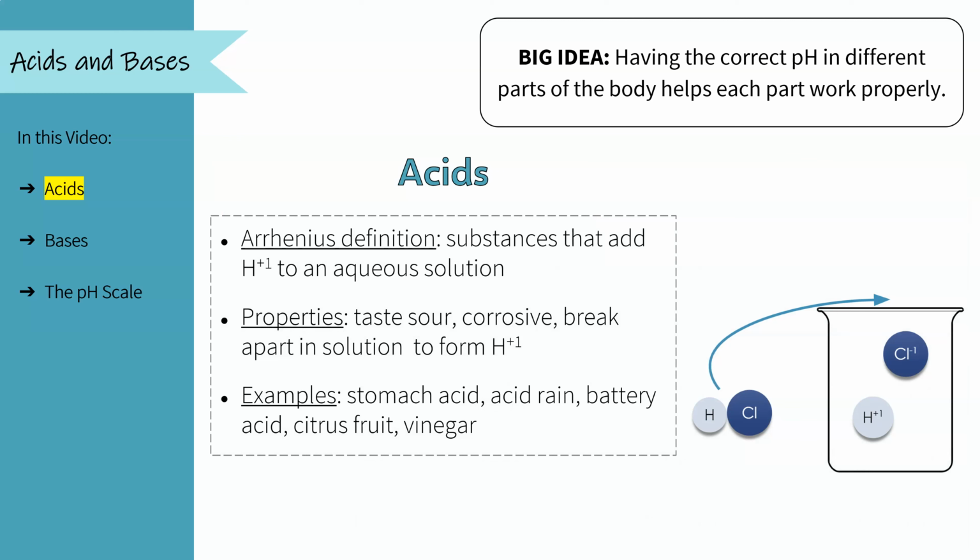So there are a few different definitions for acids and bases. In this class, we're going to use Arrhenius's definition. And Arrhenius said that acids are substances that break apart in solution to add an H+1 ion. So when we dissolve an acid, one of the ions it breaks apart into is the hydrogen ion. Acids taste sour. Strong acids are corrosive. And then they have this property, of course, that in solution they form H+1. And some examples, which we saw on the previous slide, are stomach acid, which is hydrochloric acid, acid rain, battery acid, citrus fruit, and vinegar.